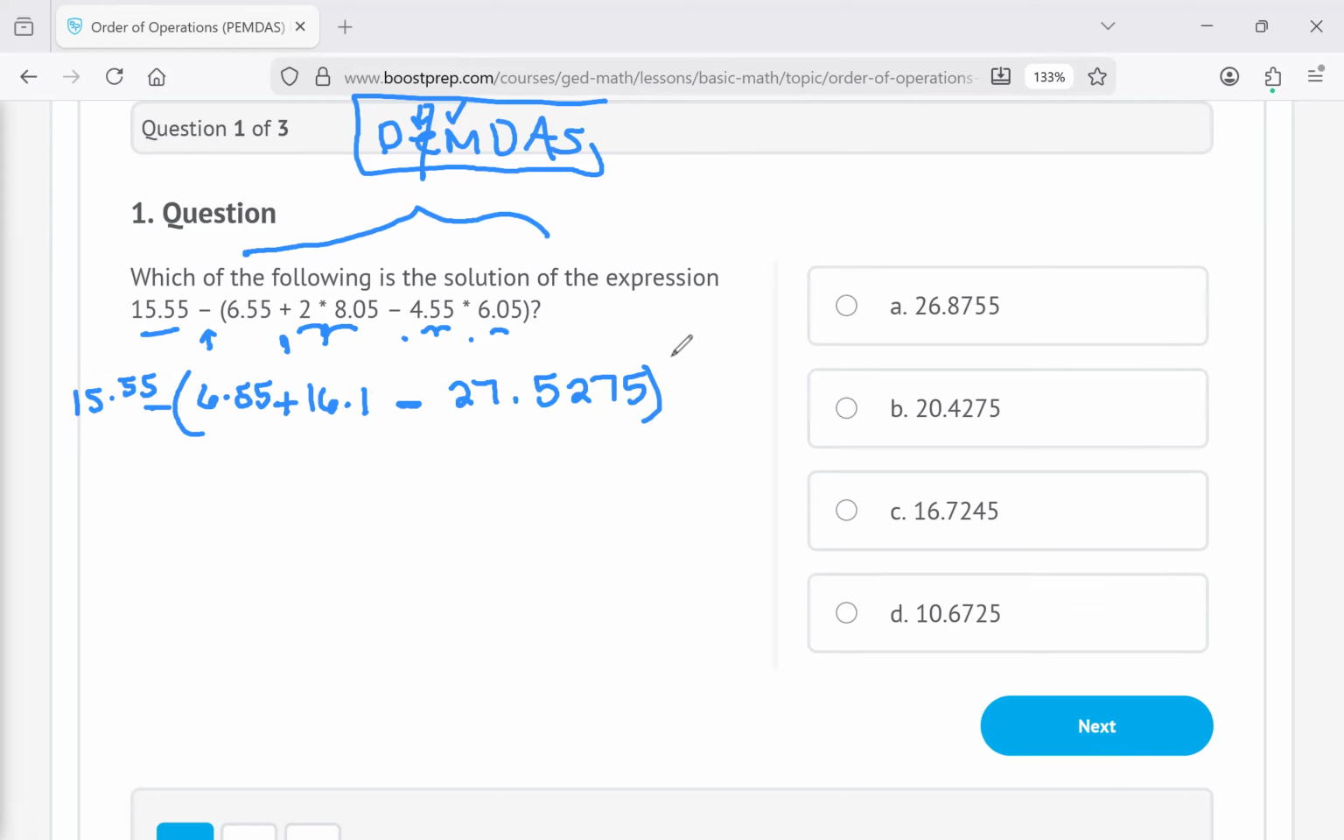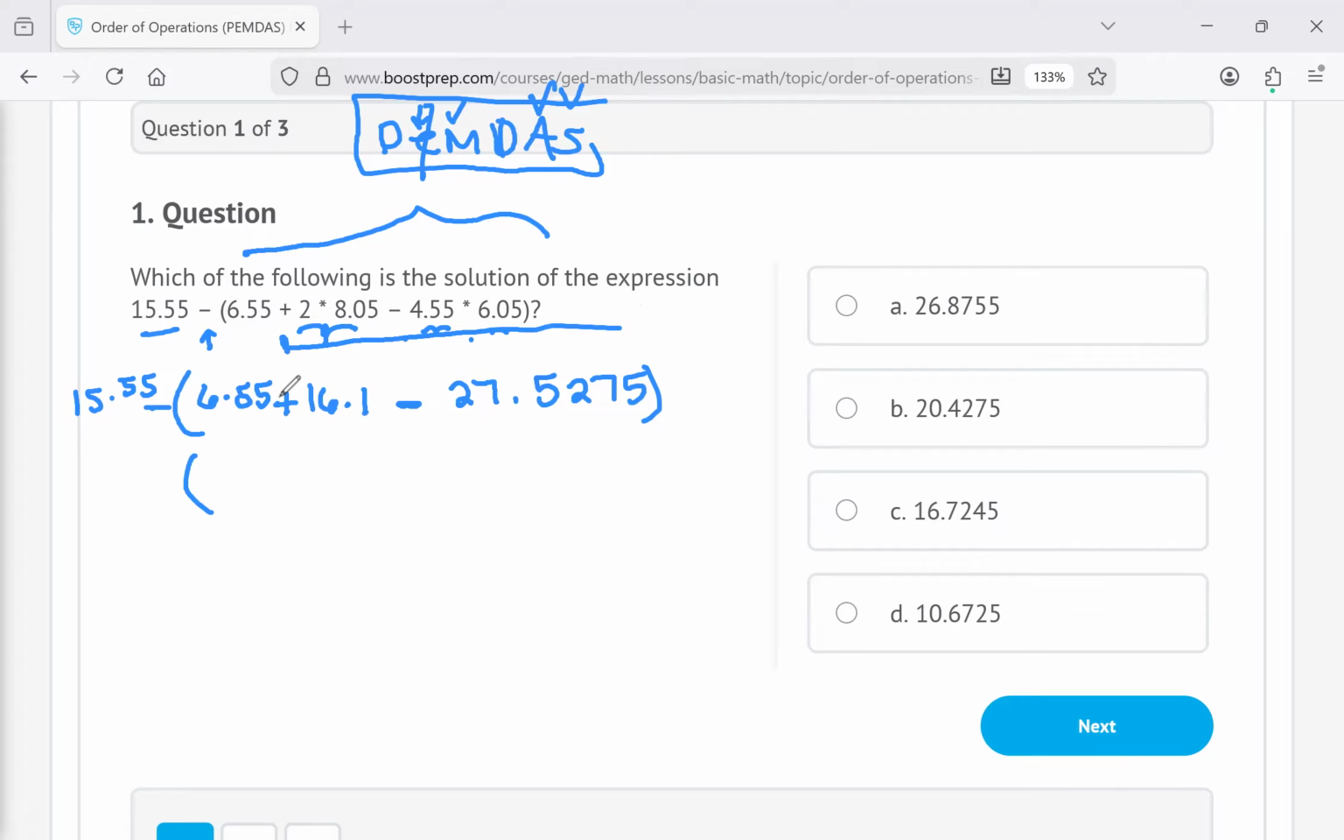We still have some stuff to do inside this inner parentheses. So what do we do next? You said we had a multiplication. We did the multiplication. Do we have a division? No. Do we have addition and subtraction? Yes, we have both, right? Same time. So what you want to do is just go from left to right.